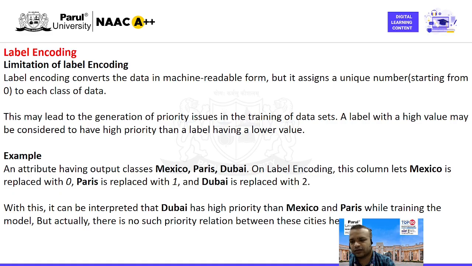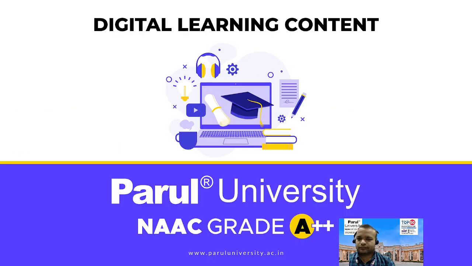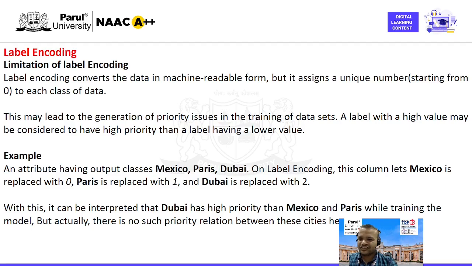Limitation of label encoding: label encoding converts the data into machine-readable form, but it assigns a unique number, starting from 0, to each class of data. This may lead to priority issues in the training of the data set. A label with a high value may be considered to have higher priority than a label with a lower value.